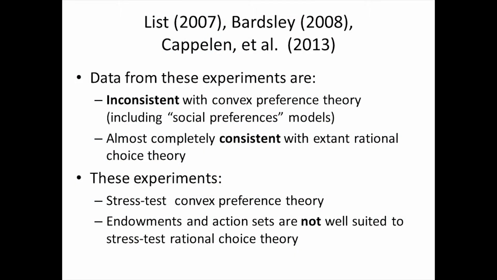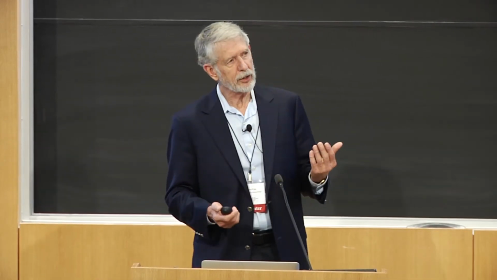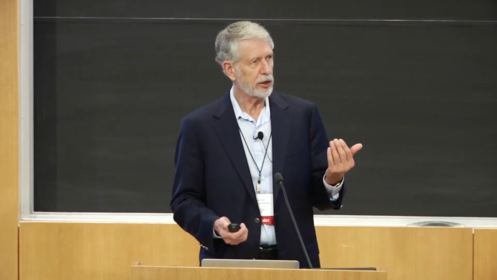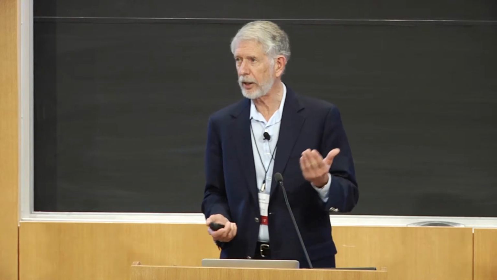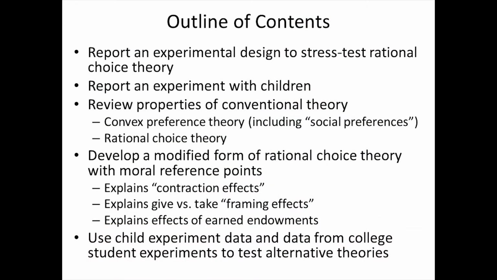So this is also true of the various experiments in Bardsley's paper, in List's paper, and later this paper by Kaplan et al., where it was run with a random selection of people from the Danish population. All this data are quite inconsistent with convex preference theory, but almost completely consistent with rational choice theory. So you might say, what's the big deal then about introducing these taking opportunities? Well, those experiments were not well designed to stress test rational choice theory. They were well designed to stress test convex preference theory, the very, very special case. So here's what we do. We report an experimental design to stress test rational choice theory. Since that's the big kahuna out there, that's what we want to go after.